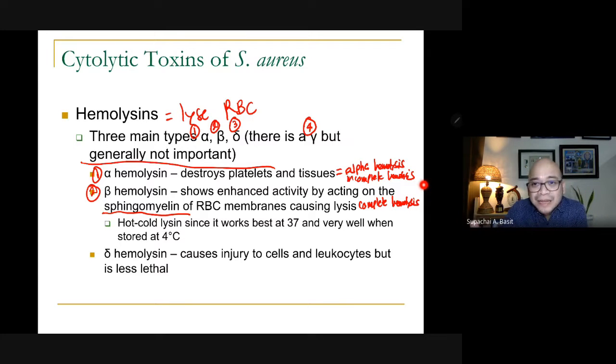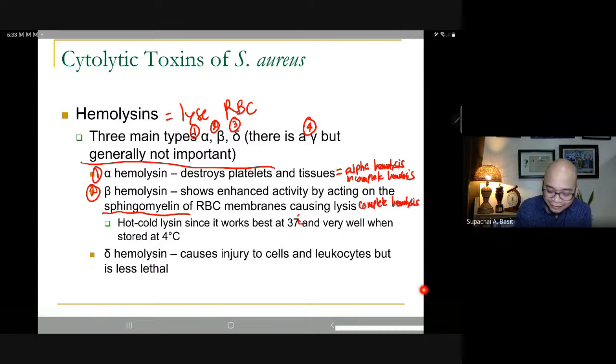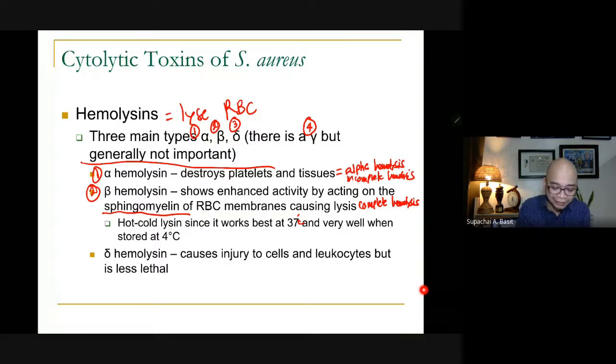So beta hemolysin results in complete hemolysis. Another variant is the so-called hot-cold lysin, because it works best at 37 degrees and very well when stored at 4 degrees centigrade. Changes in temperature will allow it to work best. Hence, the variant is the hot-cold lysin. And the delta hemolysin causes injury to cells and leukocytes, but it is less lethal.